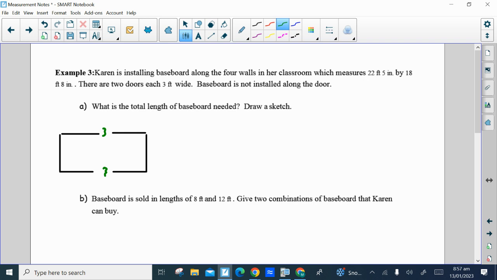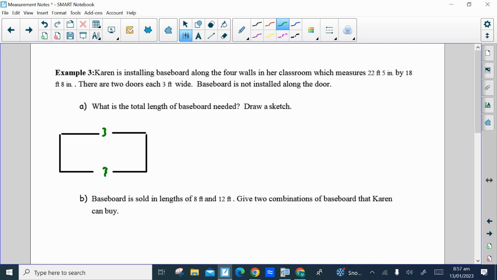So if we say that the 2 doors are on the longest sides, which were 22 feet 5 inches, we'd have to take 3 feet away from those longest sides. If we said that one of the doors was on the shortest side, or they both were on the shortest side, then we take the 3 feet away from the shortest dimension. It doesn't matter. You're going to get the same answer no matter what.